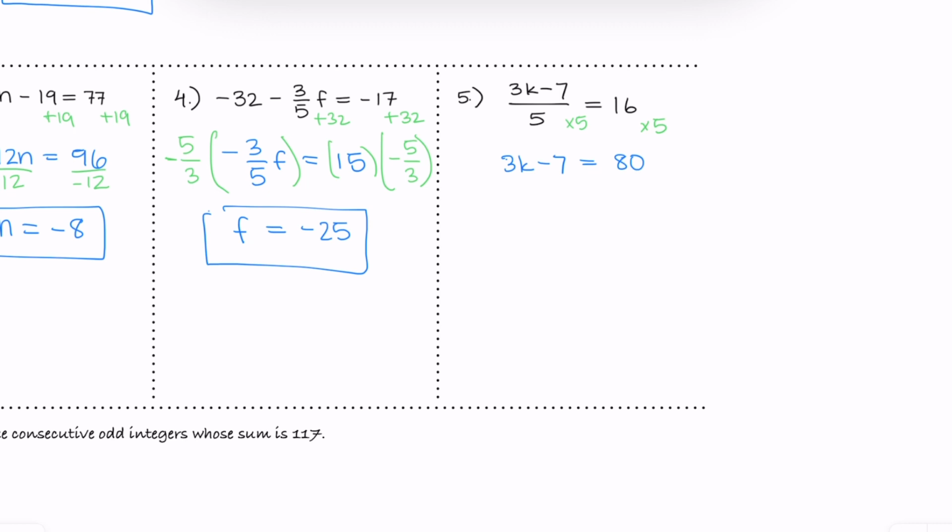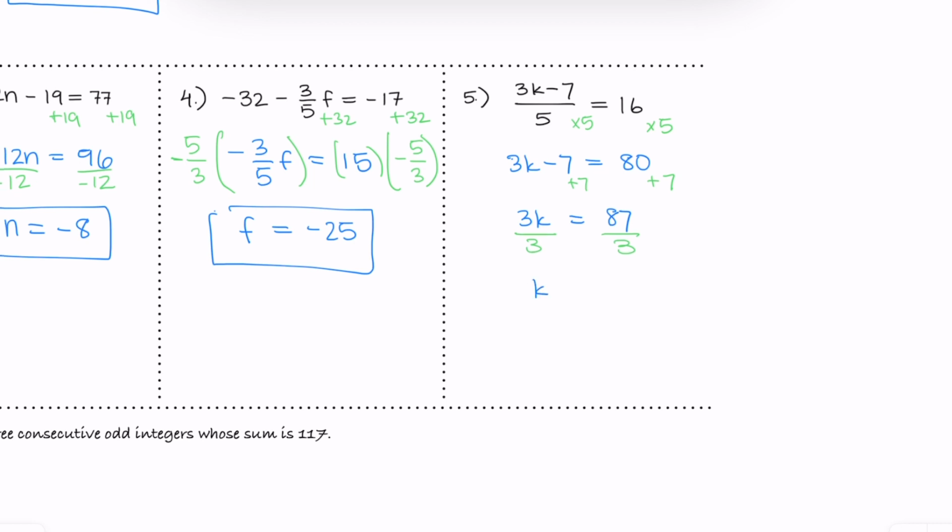And the next layer is minus 7. So to get rid of that, I'm going to add 7 on both sides. So plus 7 here and plus 7 here. And we get 3k is equal to 87. And then last but not least, the last layer I see is this 3. And because it's 3 times k, I'm going to divide because that's the inverse function. And we get k. And 87 divided by 3 is 29, so k is equal to 29.